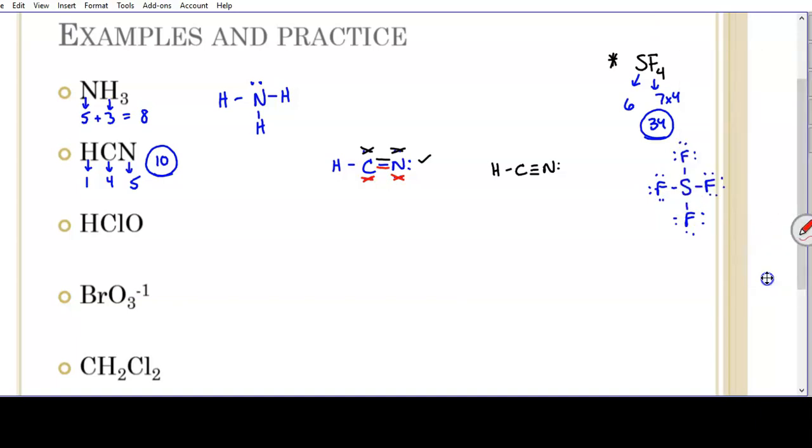But I need more than 32. So this is that additional rule where we're violating the octet rule. Extra electrons always go on the center. So I just add them there on the S, and it violates the octet rule.